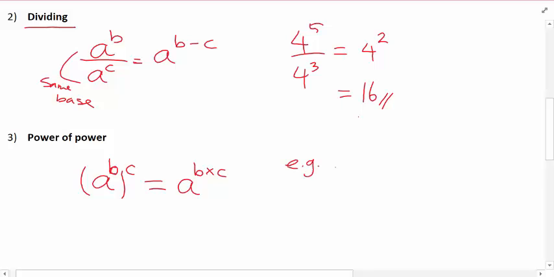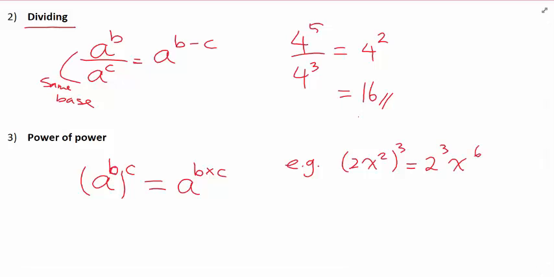Now remember, 2x squared, cubed, what would that become? 2 cubed, right? And what else? x to the power what? 6. Because everything inside here is being cubed. So that means that 2 is being cubed and also the x is being cubed. So that's 8x to the 6.